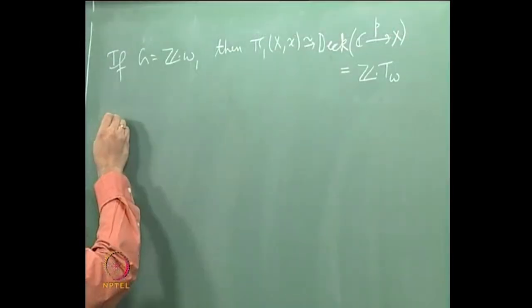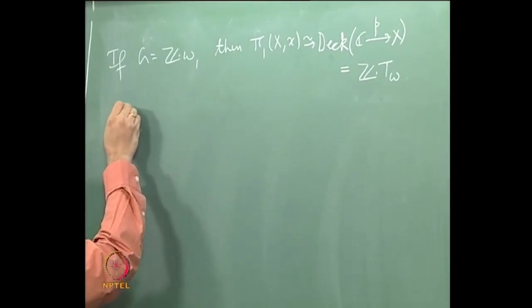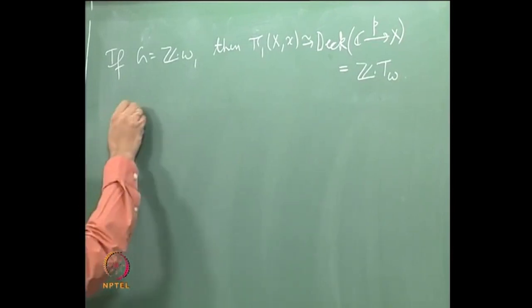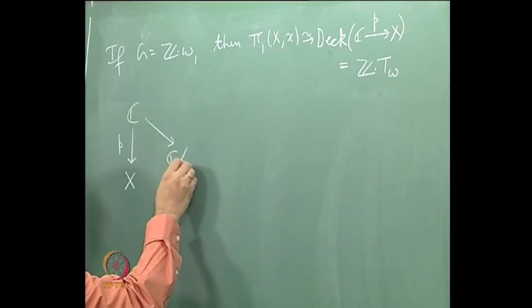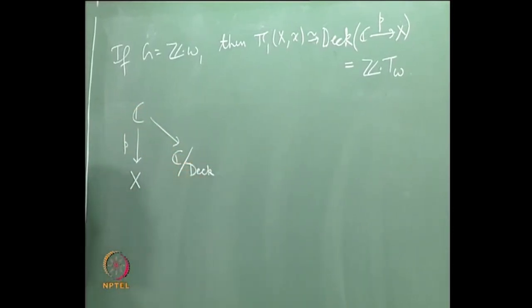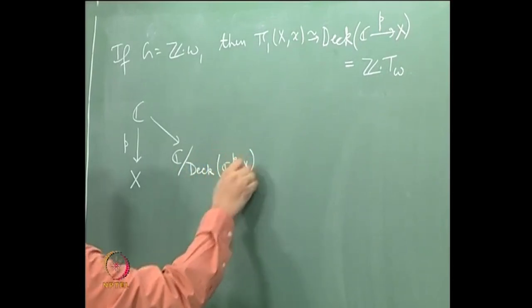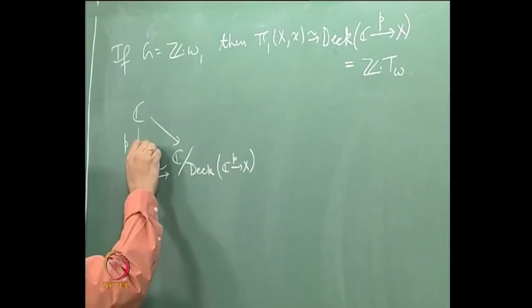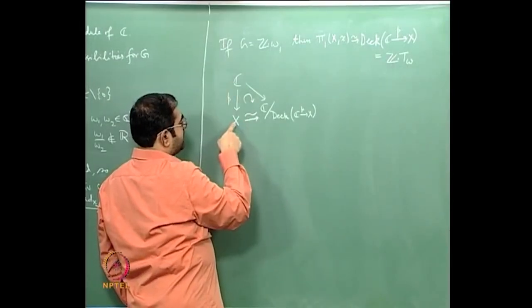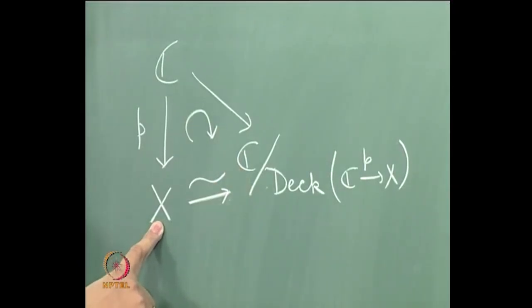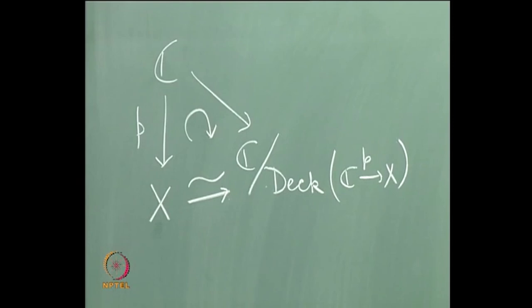Let me recall another fact that I told you last time. We have C to P, C to X, this is the covering. I told you that C and C modulo the deck transformation group of this cover can be identified such that this diagram commutes. So in fact, if you take the fundamental group of the base space below, that gets identified with the subgroup of automorphisms of the covering space, okay. That subgroup is nothing but the deck transformation group, and if you go modulo the deck transformation group, what you will get back can be identified with the base space, okay.